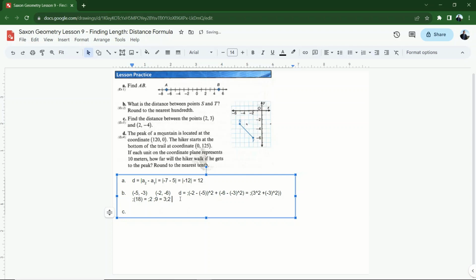So I'm not going to keep it in exact form. I'm going to evaluate it to 4.24. And I don't have any units. I don't know what the units are in, but that's what the answer is going to be for B.